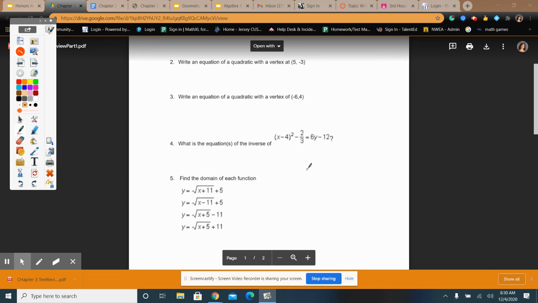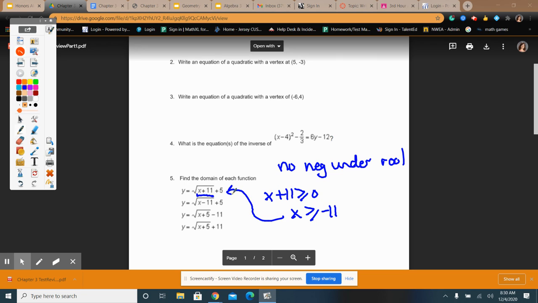Talking about domain, the rule of domain is you cannot have a negative under the root. So all you have to do is look at all these choices and say, okay, x plus 11 has to be greater than or equal to 0 and solve. So x has to be greater than or equal to -11. That is the first domain. So the second domain will be x minus 11 has to be greater than or equal to 0. Because you can't have a negative. That'll be x greater than or equal to +11.